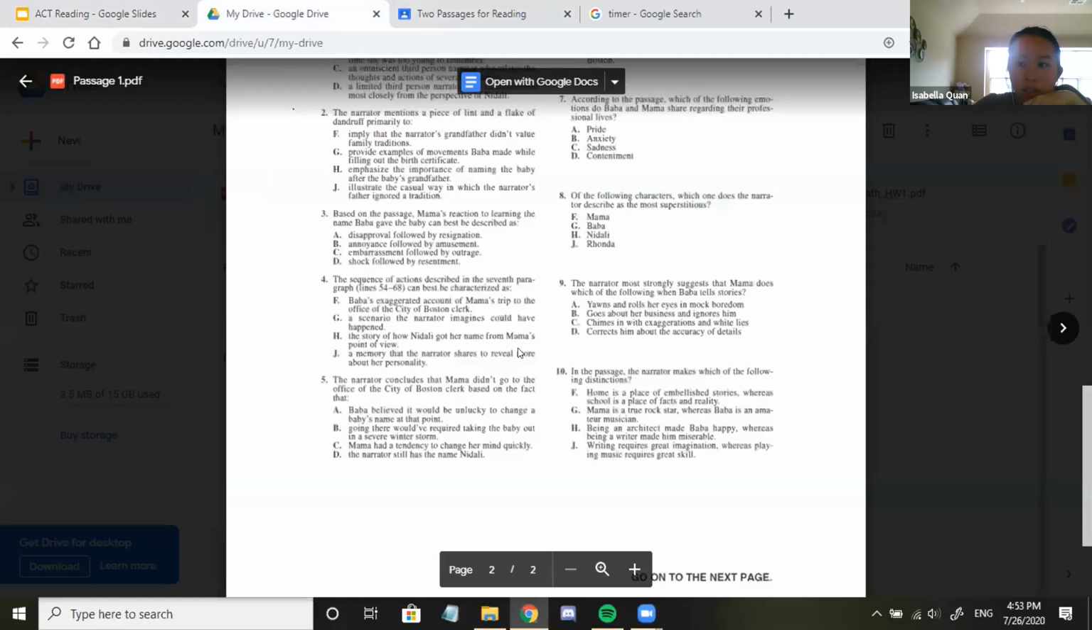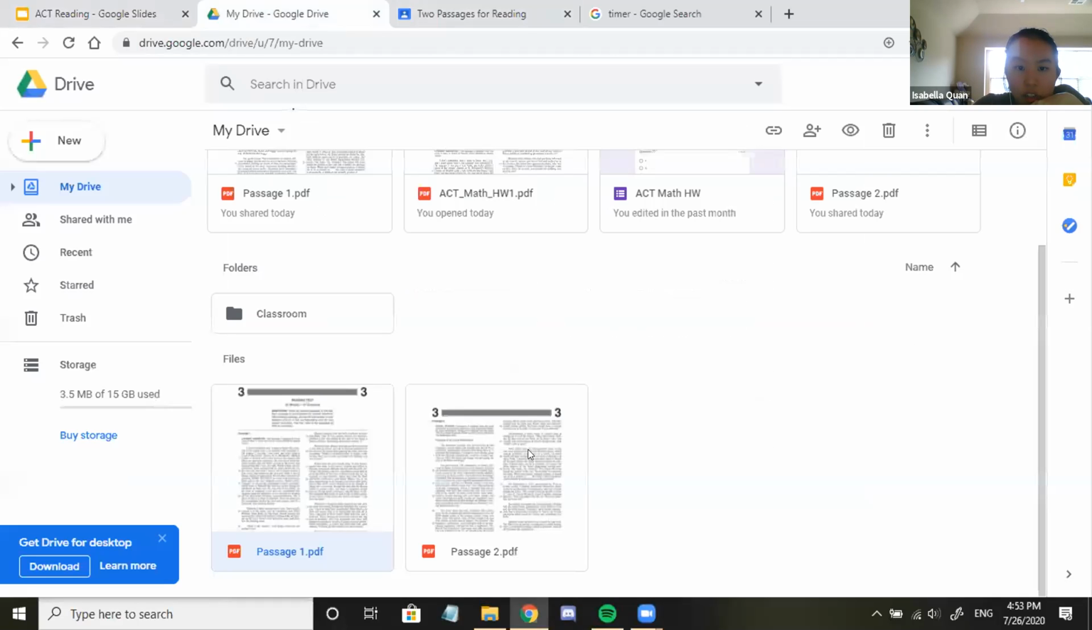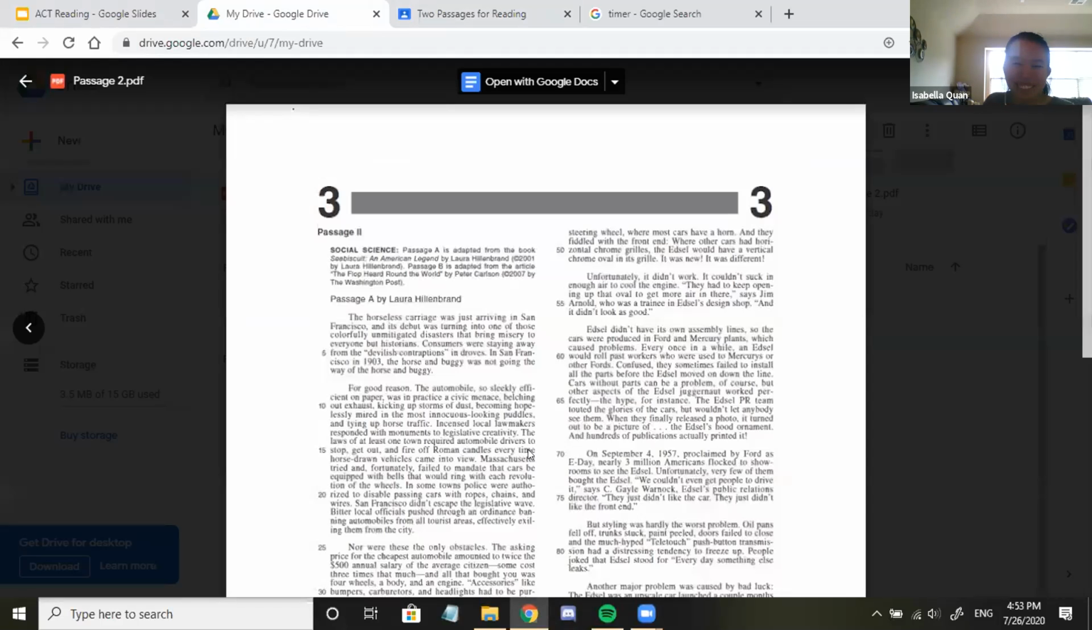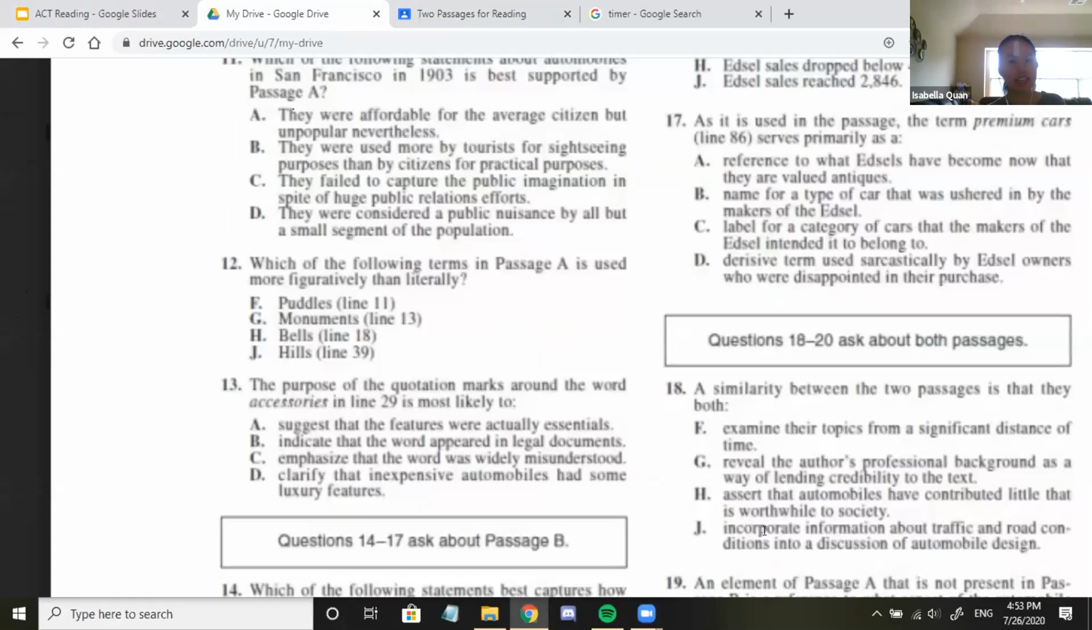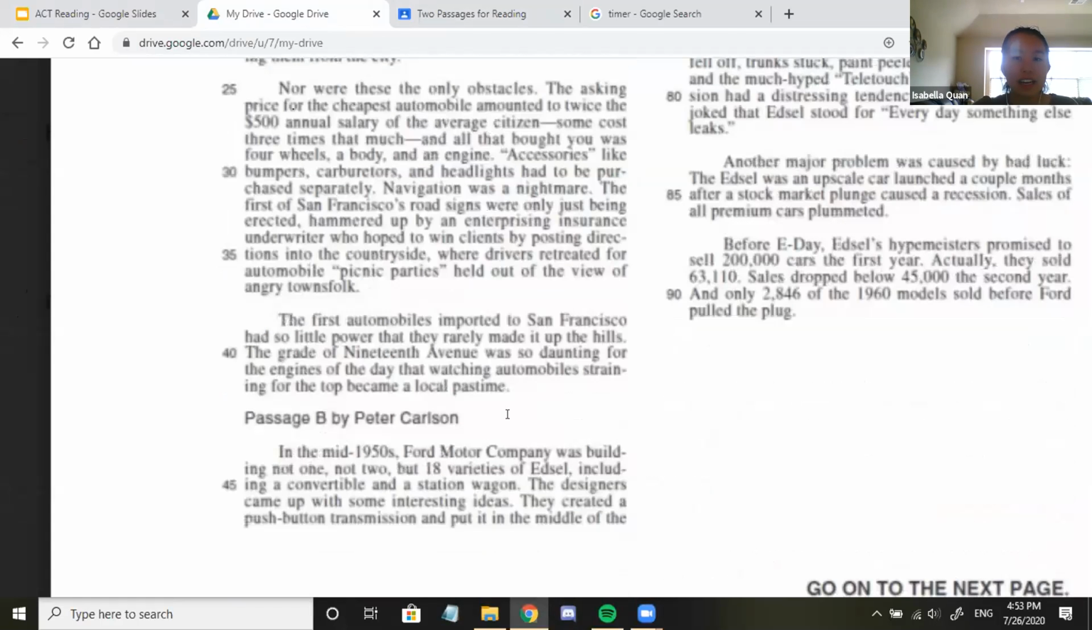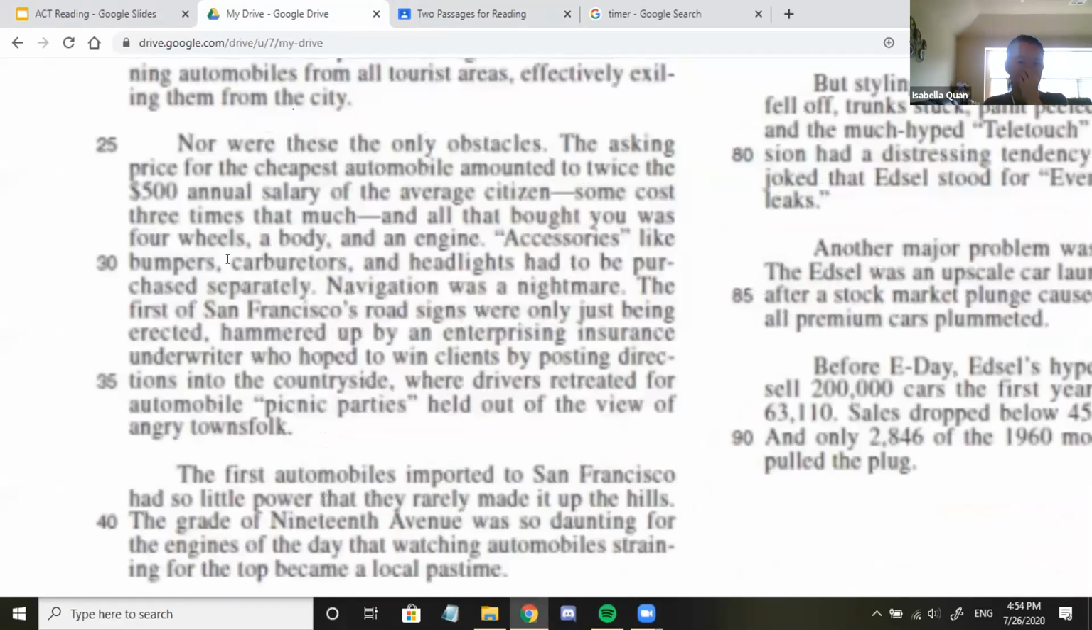All right. So this is 2 passages about how cars suck. Yeah, this is kind of funny to read. So 13, the purpose of the quotation marks around the word accessories in line 29. Oh, look, it's a detail. Accessories like bumpers, carburetors, I have no idea what that is, and headlights had to be purchased separately.